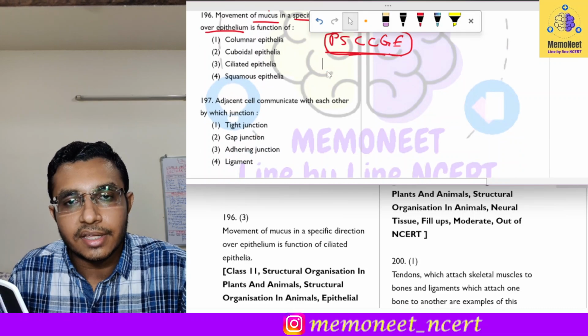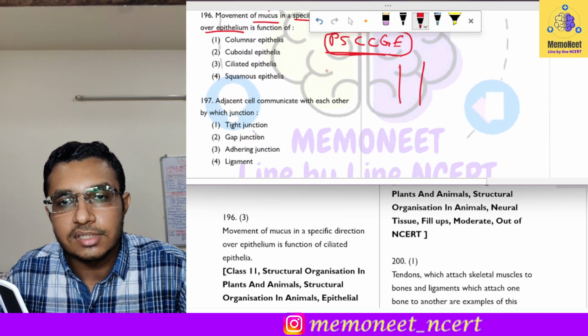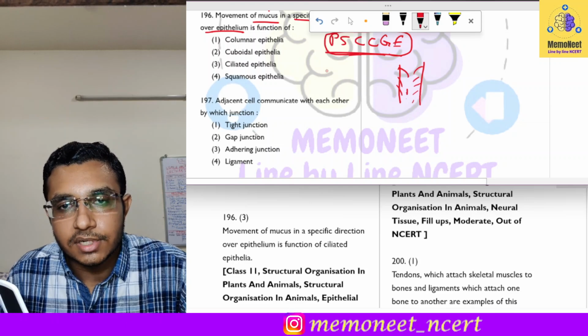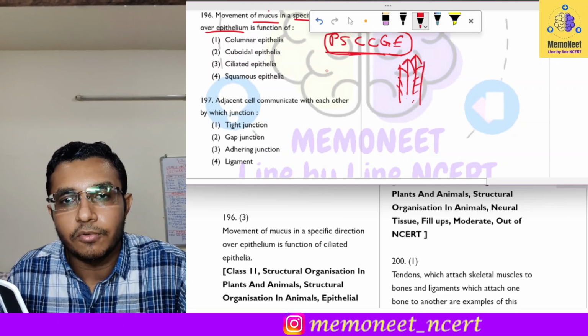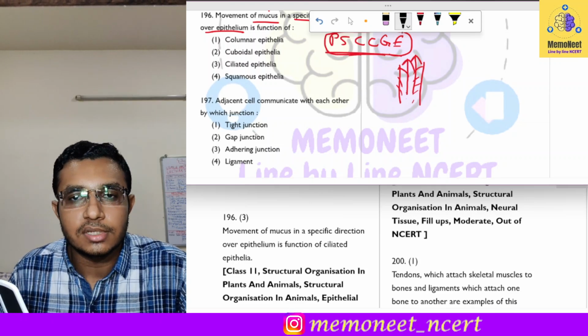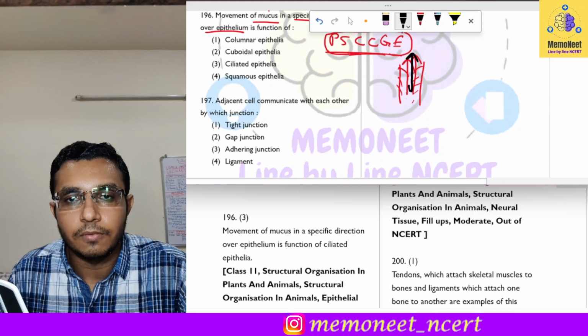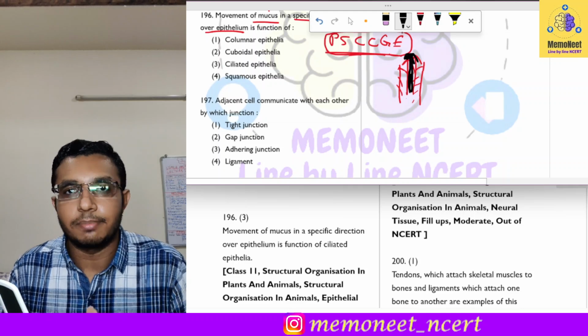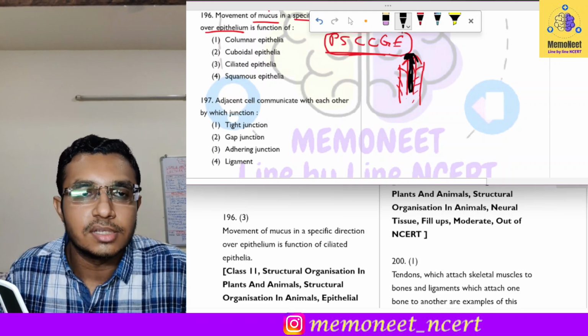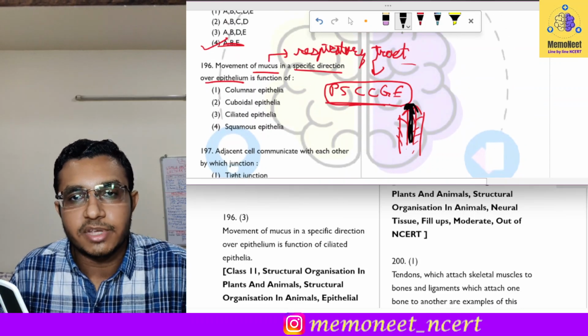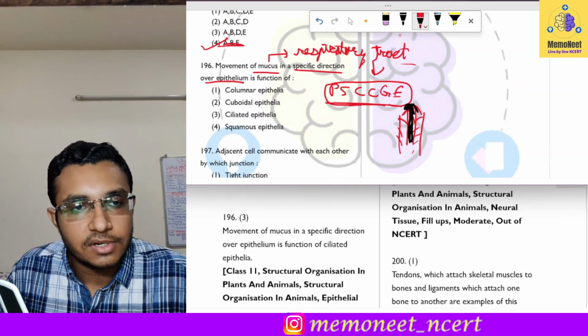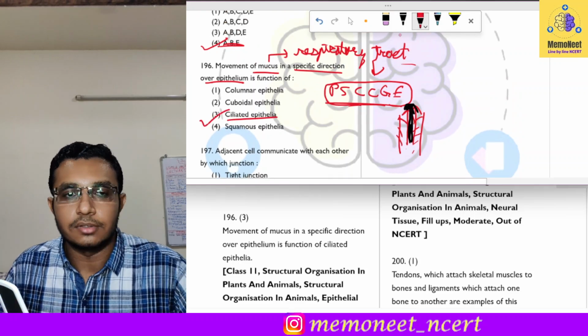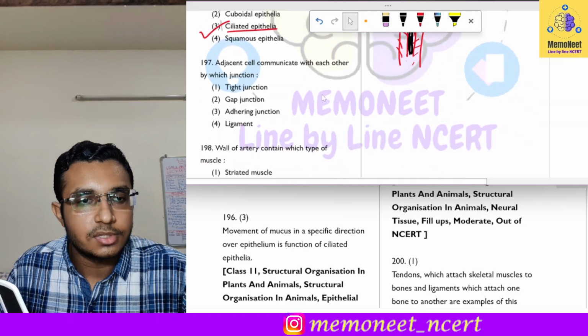So it contains cilia, and what do these cilia do? So these cilia are present like this, and their function is to transfer the mucus in the upward direction. Okay, so the mucus is transported by the cilia in the upward direction, and this mucus contains the trapped dust particles also. Okay, so this is how the mucus is moved in a specific direction, and this is the function of the ciliated epithelia. So the correct answer of this question will be option 3.